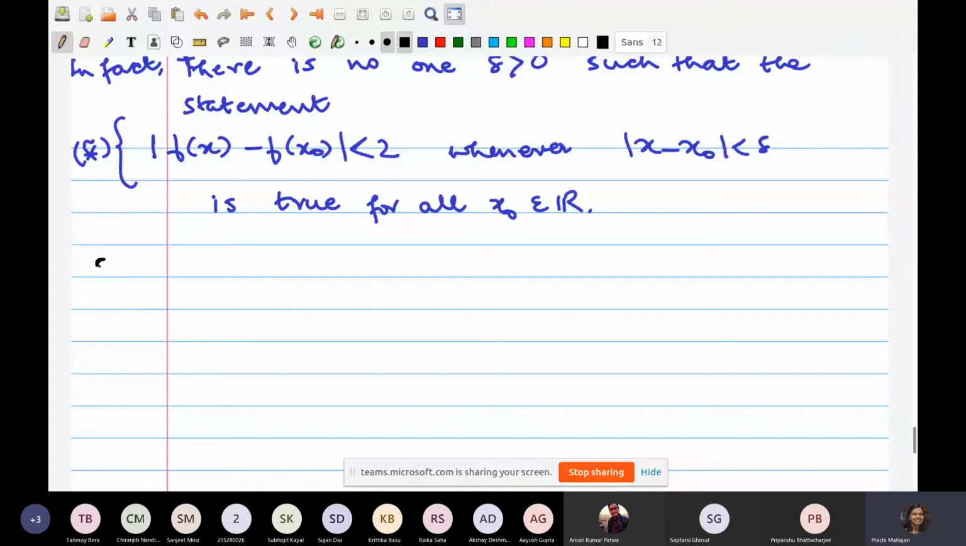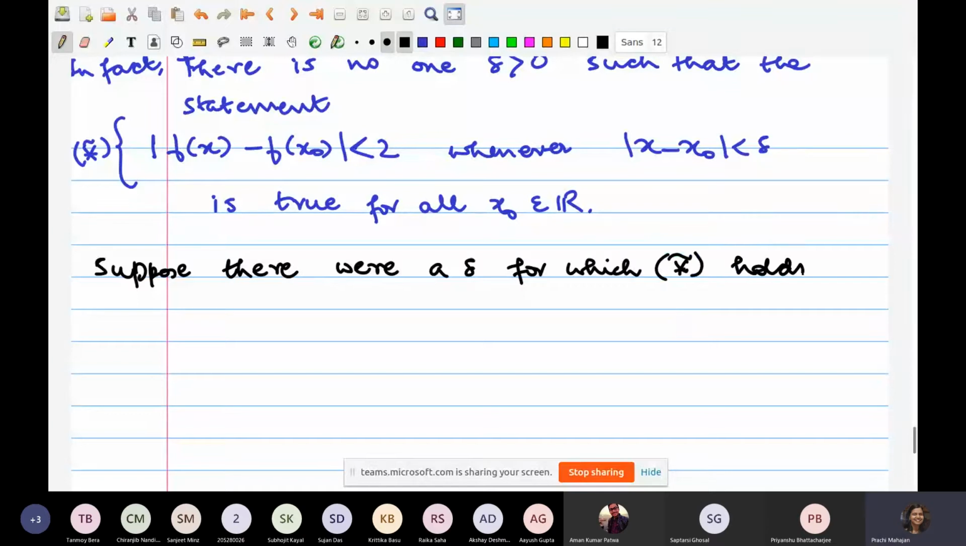Is everybody with me up till this point? Do you see where we are and what we are trying to do? Suppose there were a delta for which this statement star tilde holds for all the points x0 in R, right?